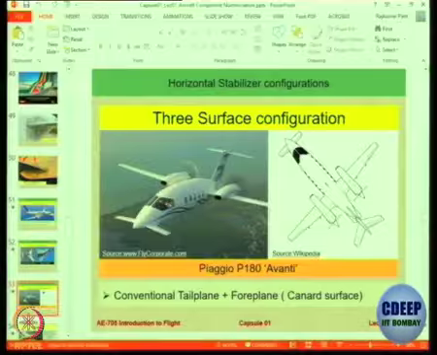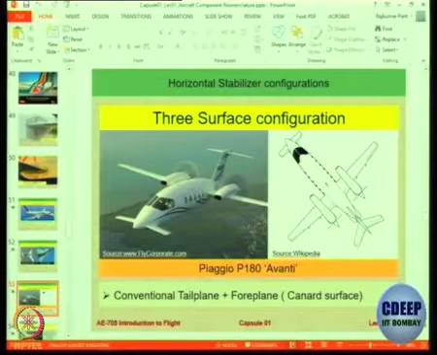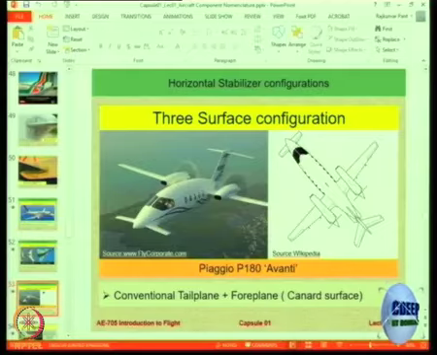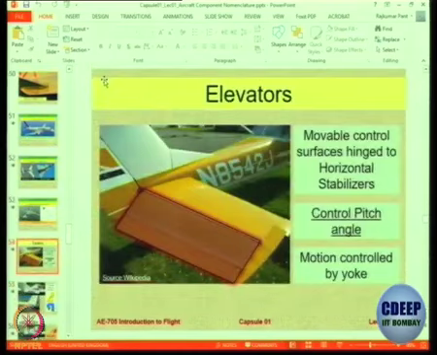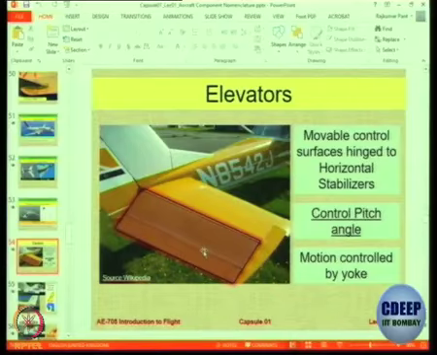This is a very interesting plane which has got a canard and also a conventional tail. So we call this a three surface aircraft. You have canard, wing and tail. And we talk about this aircraft a lot in our aircraft design course. I don't want to spend that much time here because in the aircraft design course, of course, this will be covered in more detail.